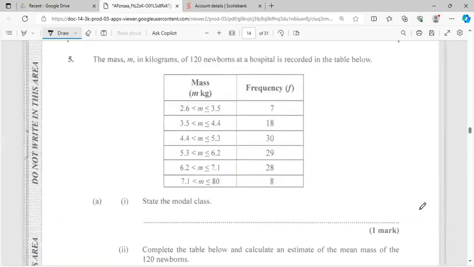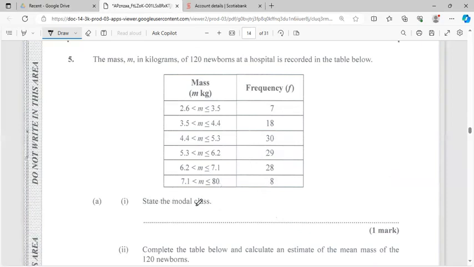Alright, so I can add this to complete number 5. It says the mass in kilograms of 120 newborns of a hospital is recorded in the table below. And they give you the range. This is the mass and the frequency. The frequency tells us how many babies. The total of the frequency we're supposed to get is 120.